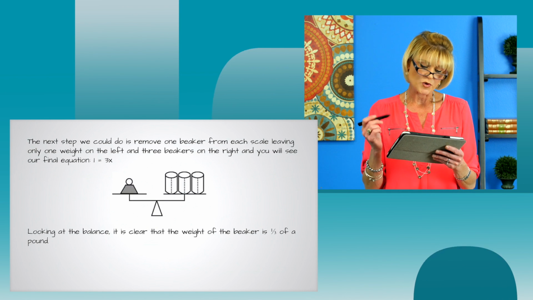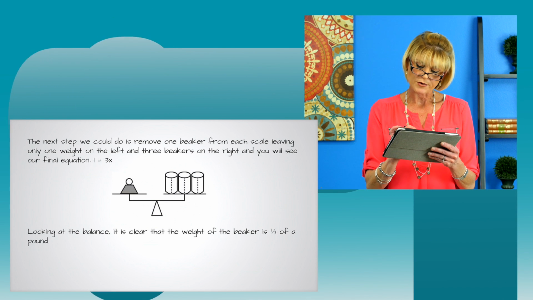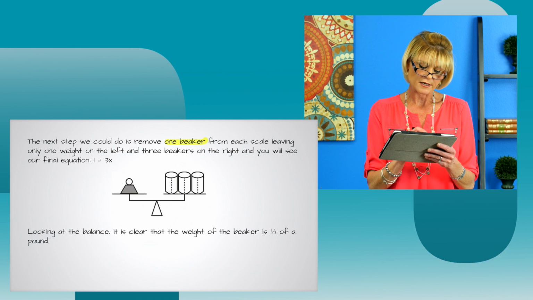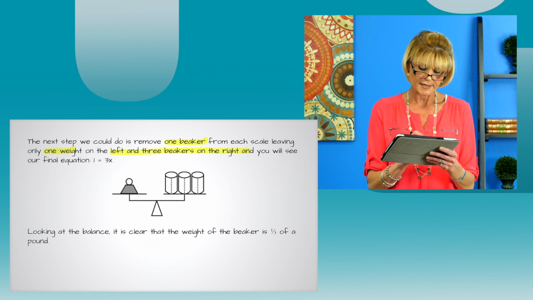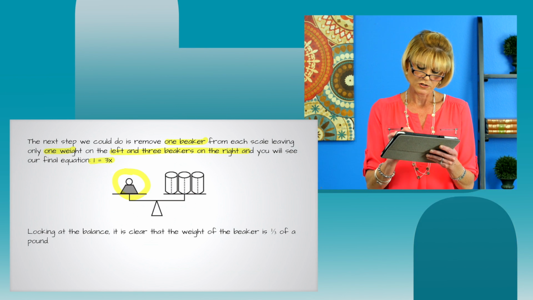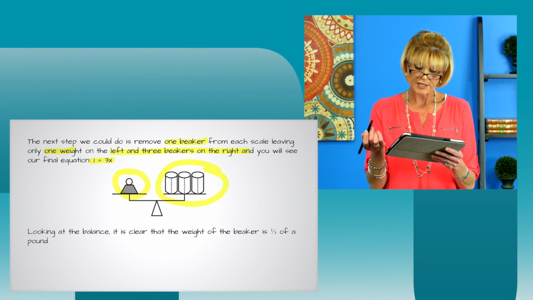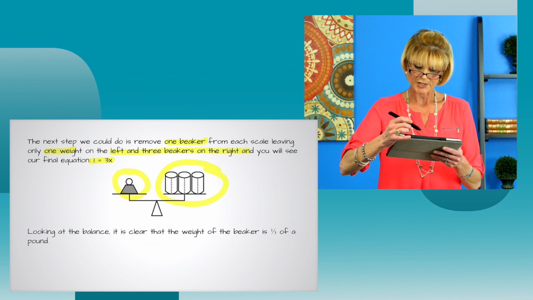The next step we could do is remove 1 beaker from each scale, leaving only 1 weight on the left and 3 beakers on the right. And you'll see our final equation, 1 equals 3x. Looking at the balance, it's clear that the weight of the beaker is 1/3 of a pound. Pretty simple.